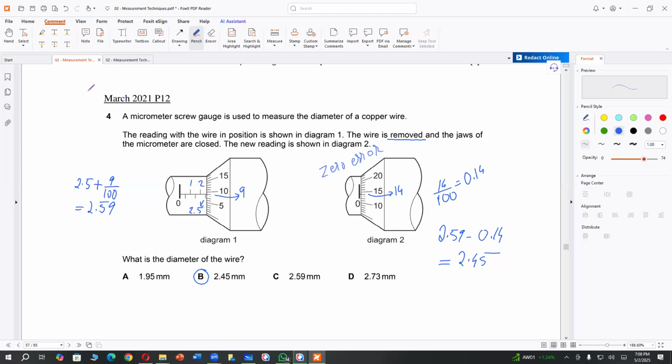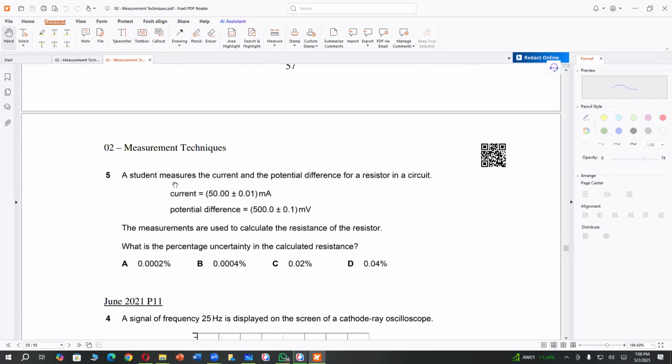It's a positive zero error or a negative zero error. My reading has gone above zero, so it's a positive zero error. Positive zero error has to be subtracted and negative zero error has to be added. So this is a good question to recall how to manage zero error.